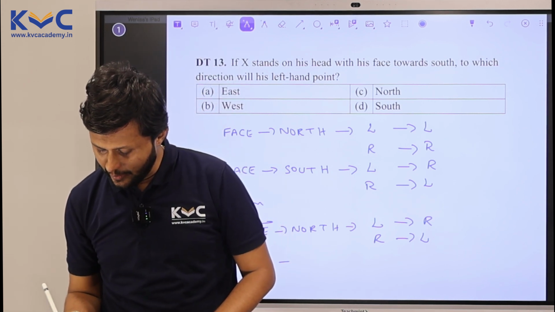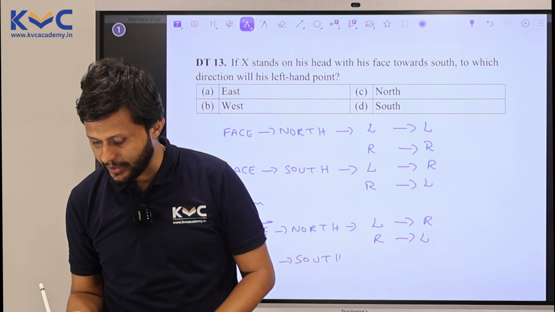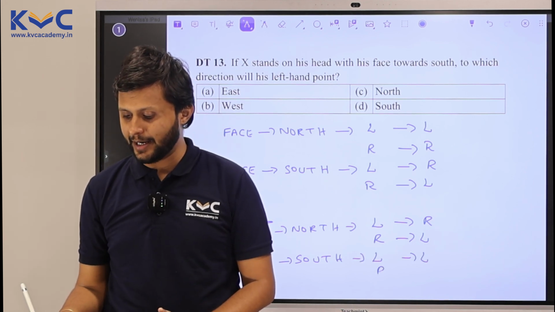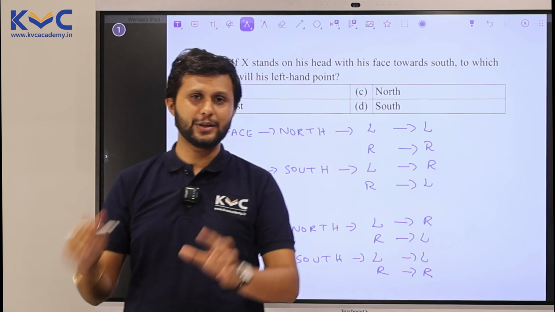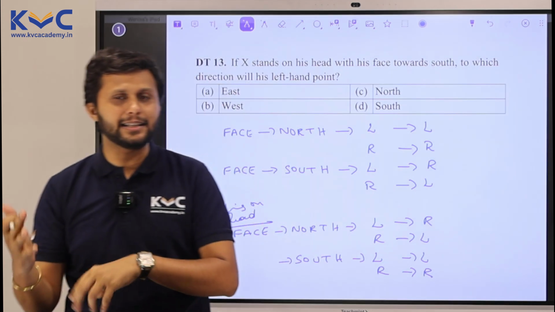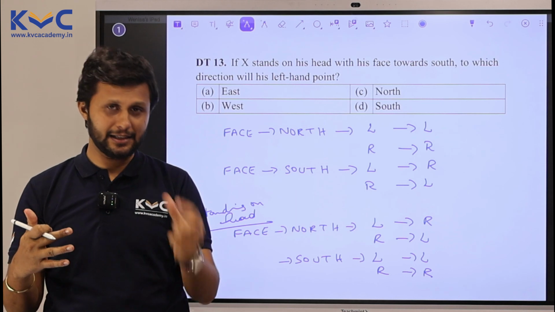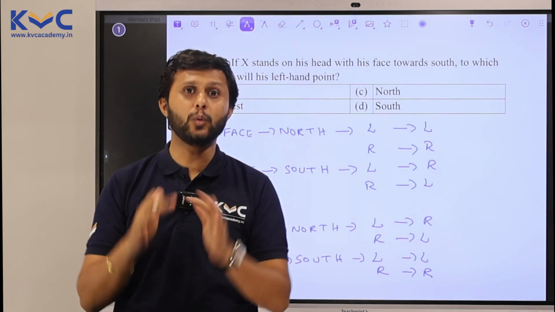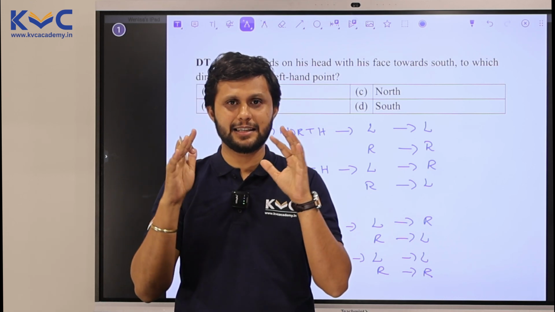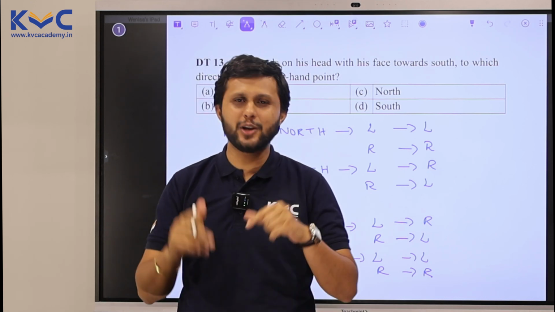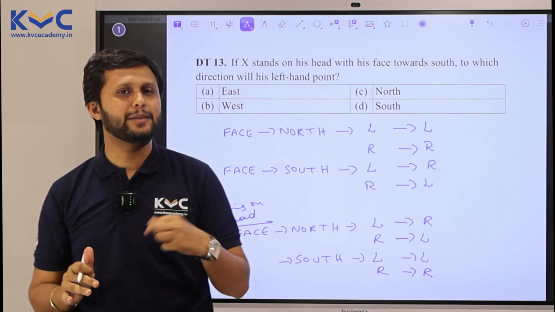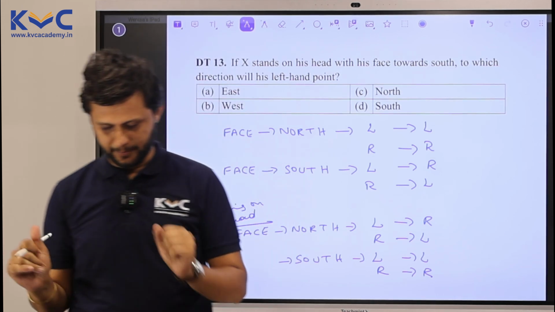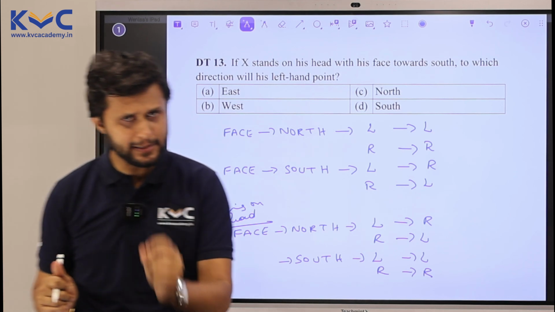And if it is south, S-O-U-T-H, your left will be left and your right will be right. So you are negating the reversals. Earlier for north, left was left, right was right. Now when you are facing south while standing on your head, your left is left, right is right. You need to remember this. Fine? Okay. Now coming to this specific question.